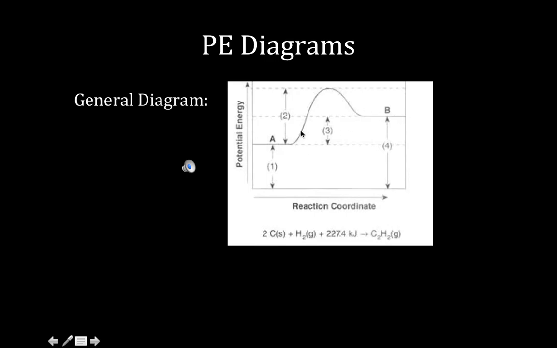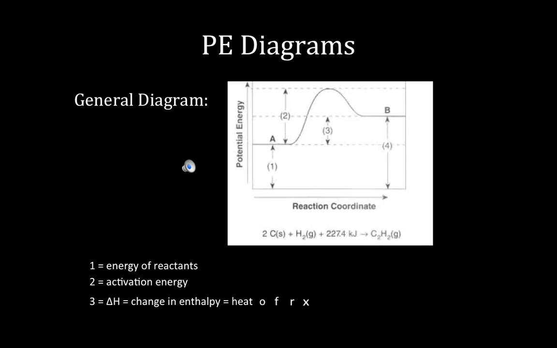So we can see in this case the forward reaction has a bigger activation energy than the reverse. The reverse reaction has a smaller activation energy. And that is shown here. This is an example. It says endothermic, as we're making something like acetylene. So 1, the energy of reactants. 2, activation energy. 3 is delta H that you should remember, the heat of reaction. And 4 is the energy of the products.